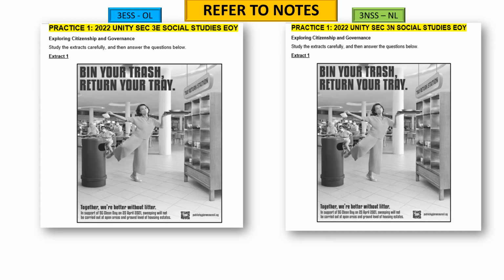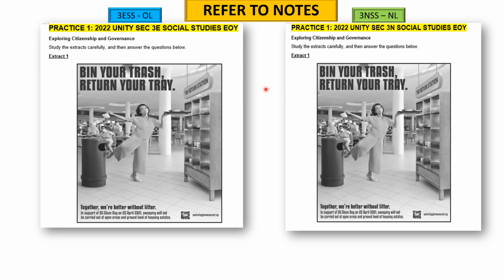So let's go back to your notes, okay? If you look at your notes, this is for both the O level and the N level, for both 3E and 3N. You can see that this was last year's Unity end of the year social studies paper. And you can see that we gave both the 3N students and the 3E students the same extract.